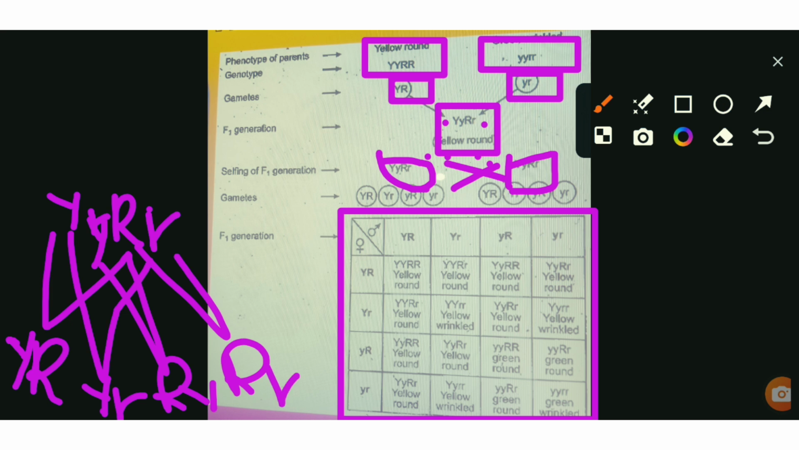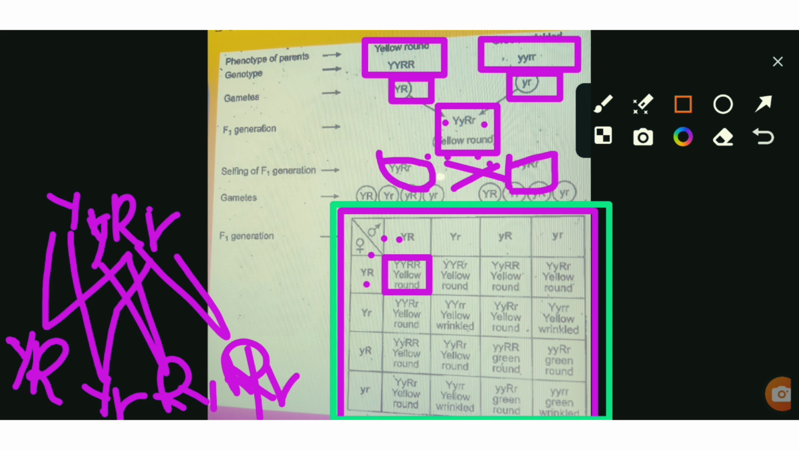Similarly, we write these things here. Capital Y, capital R, capital Y, small y, capital R, and this will be capital Y, small r. When we cross between these, this is the female symbol and this is the male symbol. Firstly, let's understand it with the help of this diagram. This will be capital Y and capital R, and similarly all the things will be like this. Here we can count that the yellow and rounded is 1, 2, 3, 4, 5, 6, 7, 8, 9. It will be 9.